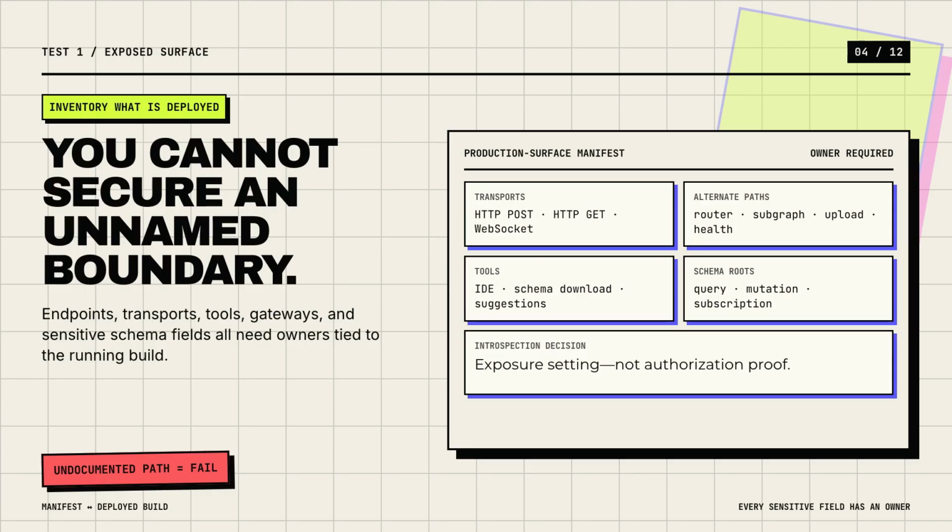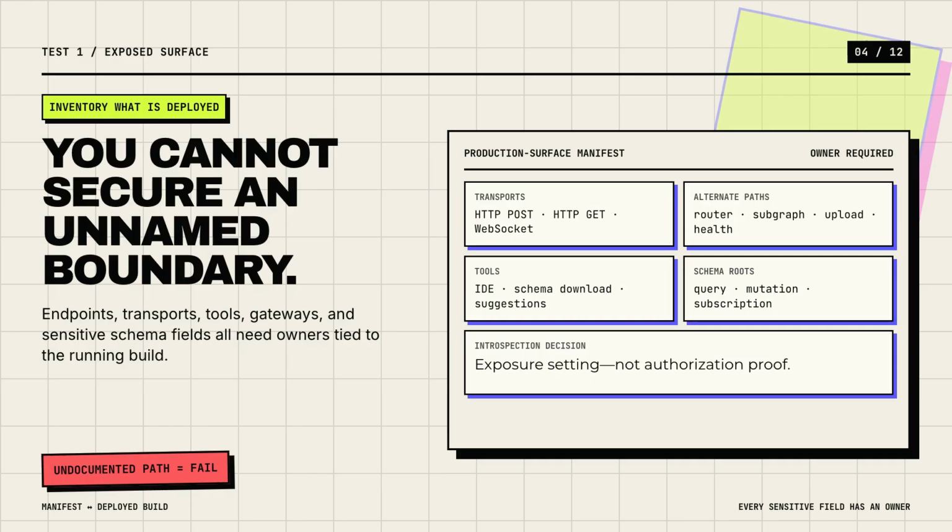Introspection is one part of this map. Some systems intentionally expose it. Others restrict it in production. Disabling introspection may reduce easy schema discovery, but it does not remove fields, protect resolvers, or authorize objects. So score the actual exposure decision, not a universal on-or-off rule.